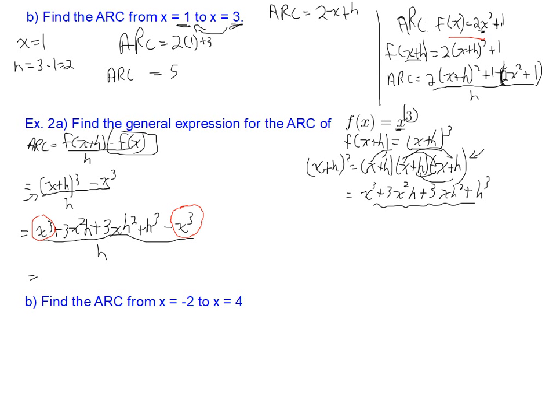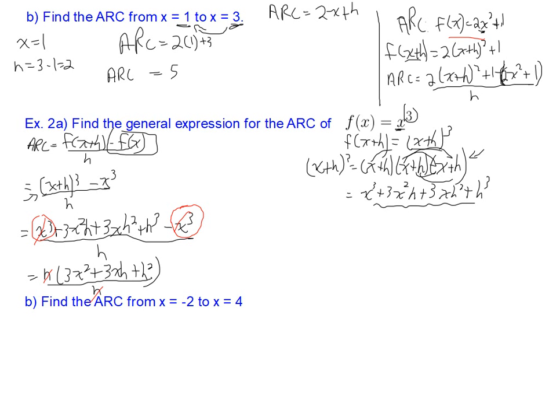So I know for sure that x cubed minus x cubed is nothing. All the other terms have an h in them, so let's factor that out. And we get 3x squared plus 3xh plus h squared, and all of that's over h. Again, the whole purpose for factoring out those h's in the numerator was so that we could divide them out here in the denominator.